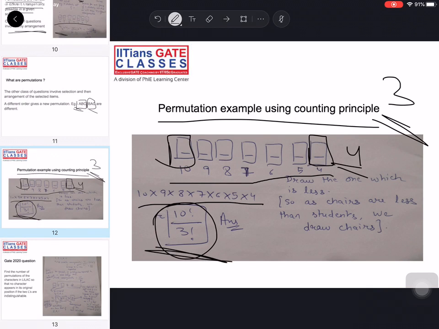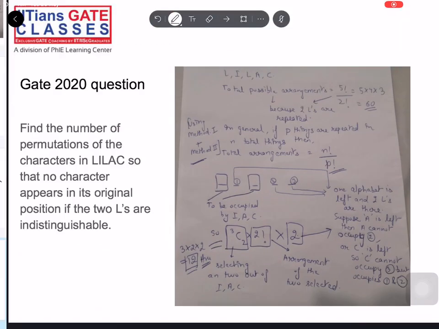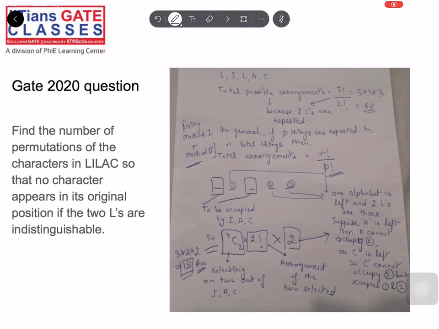Okay. So what we'll try and do is we'll try to discuss a GATE question. This question came in the 2020 exam in computer science. Okay, so the question is, you have to find the number of permutations using the characters LILAC so that no character appears in its original position, and another thing is two L's are indistinguishable. That means those two L's are same. Okay, you cannot distinguish them.